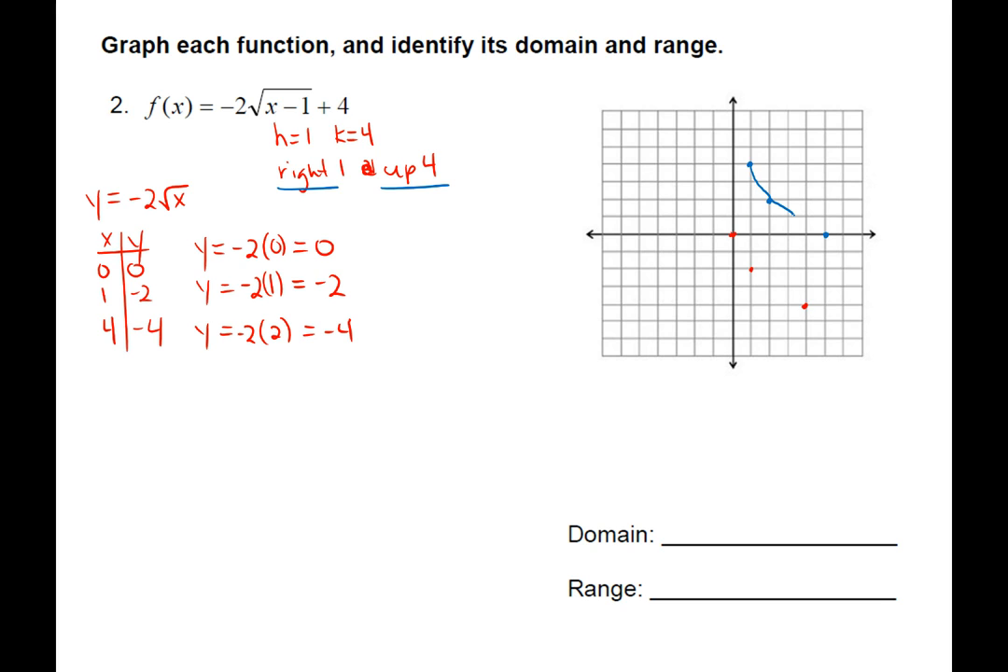So I'm going to go right like that, something like that. Then when I go to fill in domain and range, I'm looking for the lowest value for x, or which point is all the way to the left. That happens to be here. That x value is at 1.